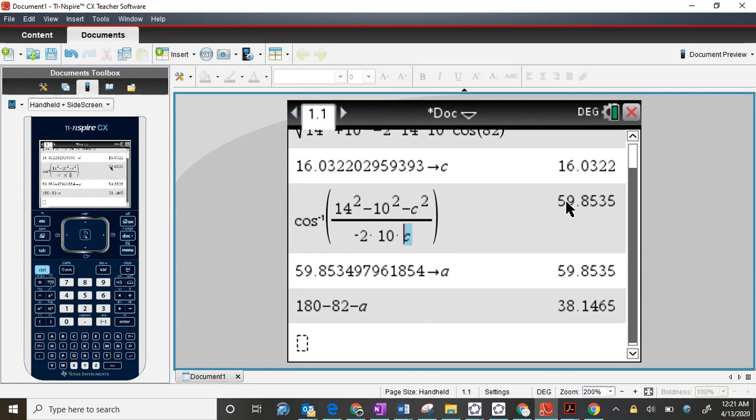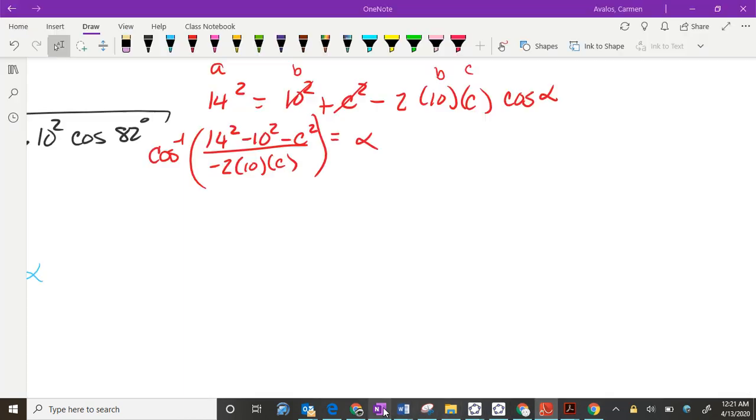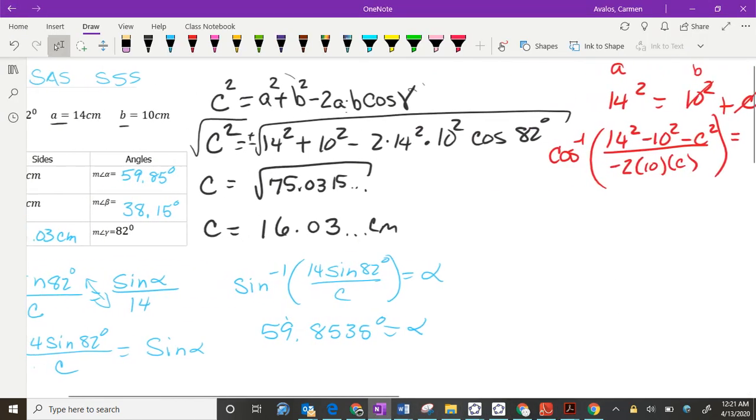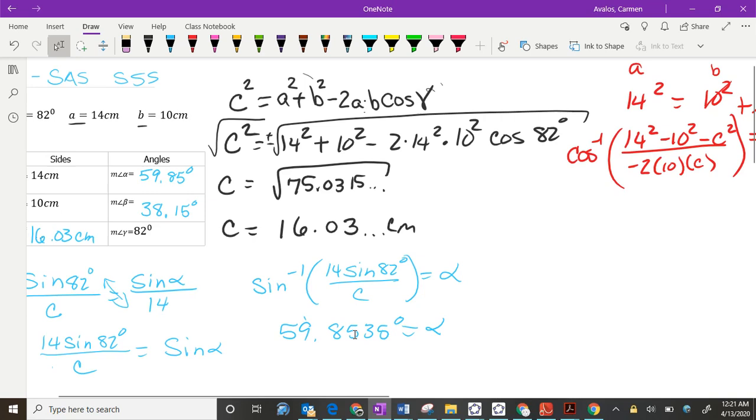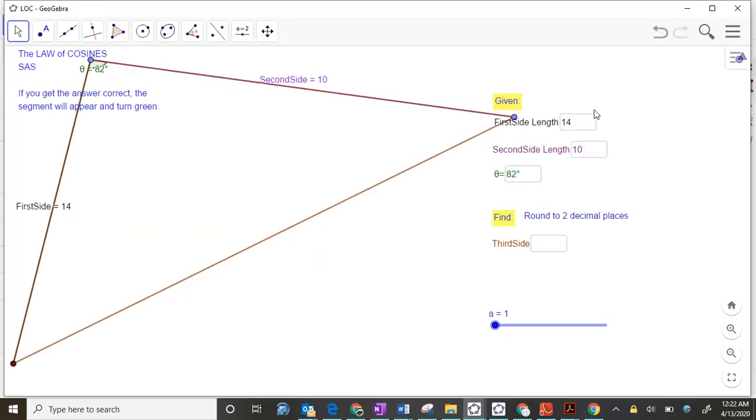And notice how it's the same thing, 59.8535, which is what we got when we solved it this way over here, the 59.8535 using the law of sines. So you could do the law of cosines twice or do that and you're still going to get the same answer. So we entered the side of 14 and the side of 10. And so here we wanted to find the opposite side. So this is an angle of 82. So this is side, angle, side for what we had over there.